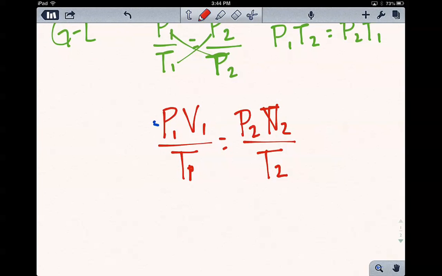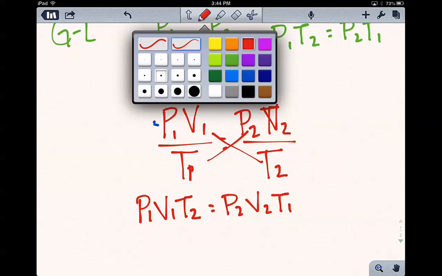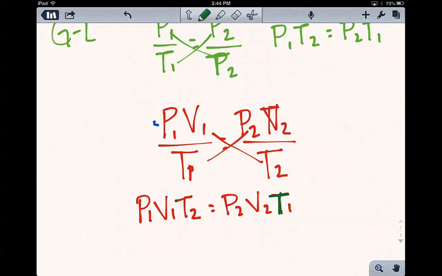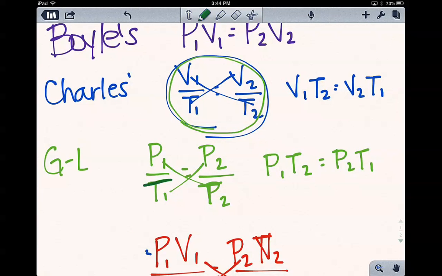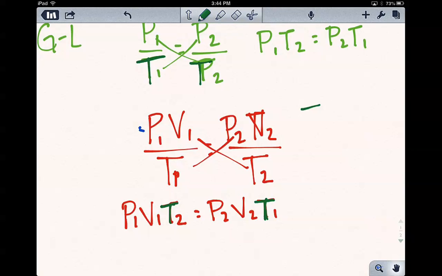And just like with Charles's law and Gay-Lussac's law, I'm not a fan of the fraction, so I typically will write this as P1 V1 T2 equals P2 V2 T1. And something that you need to remember on all of these laws is that all of the temperatures absolutely have to be in Kelvin.